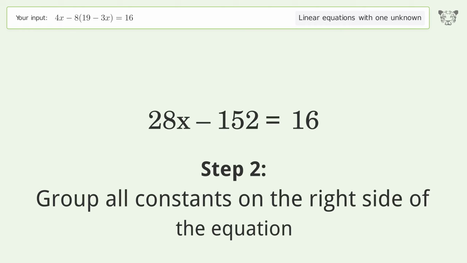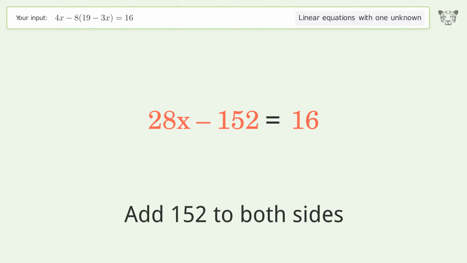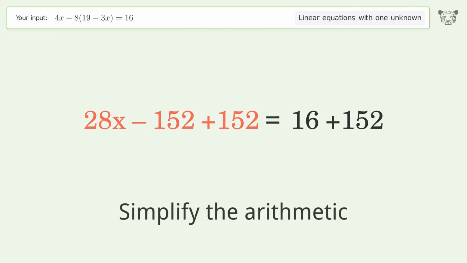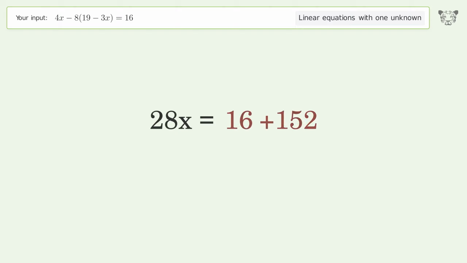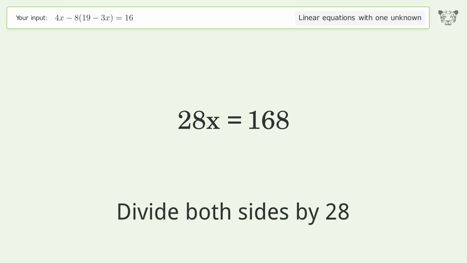Group all constants on the right side of the equation. Add 152 to both sides. Simplify the arithmetic. Isolate the x. Divide both sides by 28.